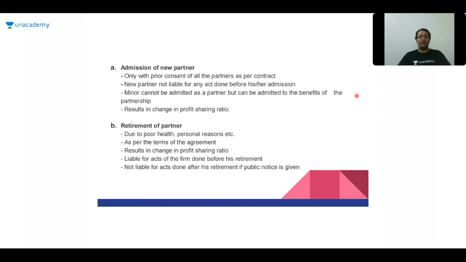Retirement of a partner due to poor health, personal reasons. Yes, Shiv, I will repeat expulsion of a partner. Due to poor health, personal reasons, etc., a partner may have to retire from the partnership firm. As per terms of the agreement, results in change of the profit sharing ratio, which is a gain ratio, which I explained to you. Liable for acts of the firm done before his retirement, not liable for acts done after his retirement if public notice is given. I have explained these points in detail to you as well.